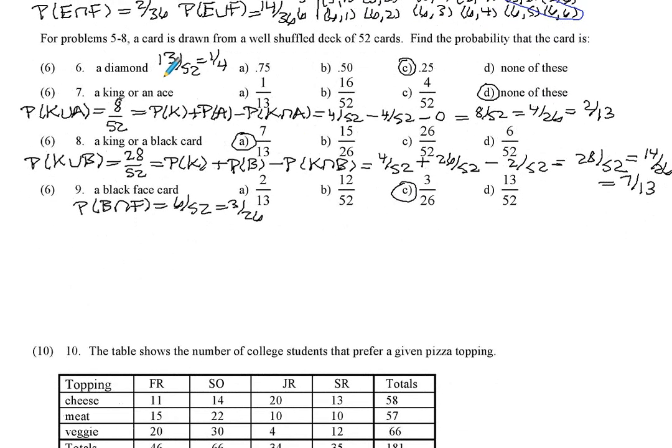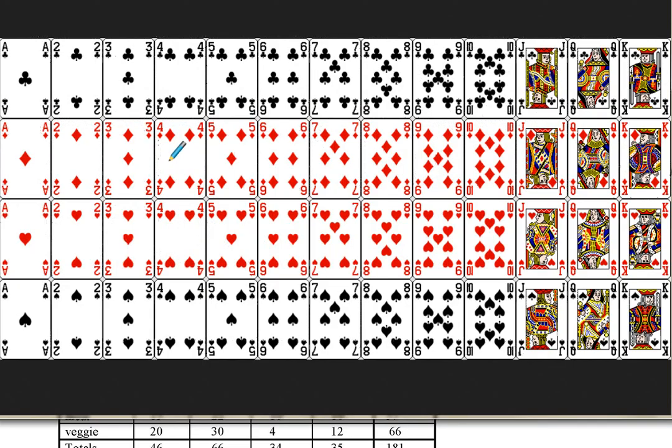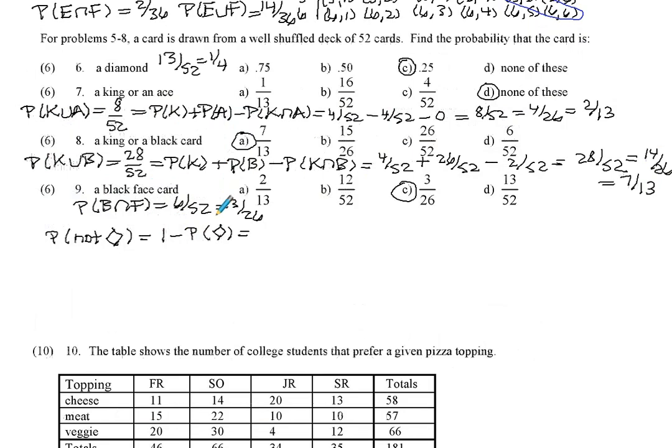Okay, now let me ask you a few other questions here real quick regarding these problems. So we haven't done a negation in there. So what if I ask you, what's the probability that it is, say, not a diamond? Well, the easiest way to do that is to count the complement and subtract from 1. So this is going to be 1 minus the probability that it is a diamond. And the diamonds there are 13 diamonds here out of 52. So this would be 1 minus 13 out of 52.